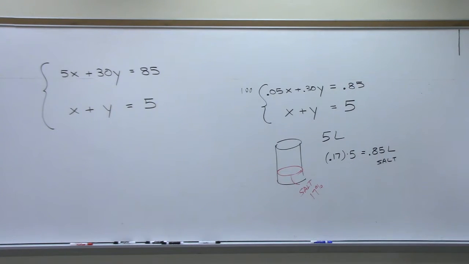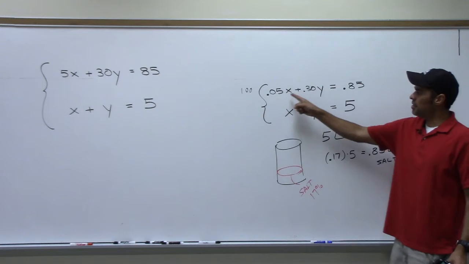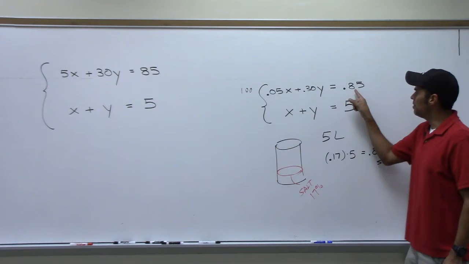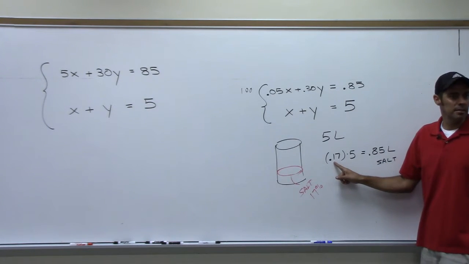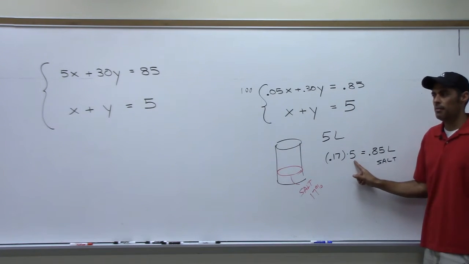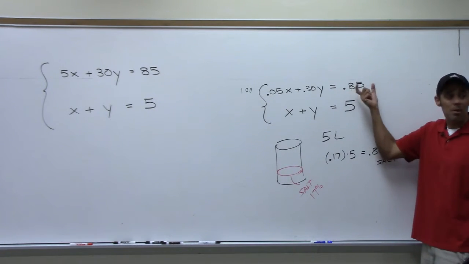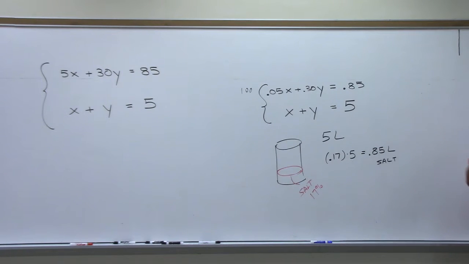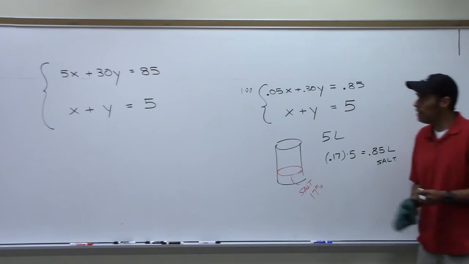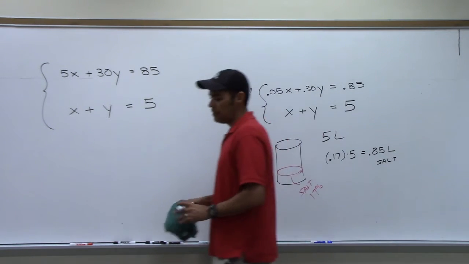What are the big mistakes I see on this? I see people set this equation up like this, but instead of putting 0.85 here, what do you think they put? 0.17. They forget to multiply times the 5 to figure out how much of it is. Yes, it's 17%, but 17% of 5 liters is this much. Is that a question? Okay. All right, so now, how would you like to go about this one?